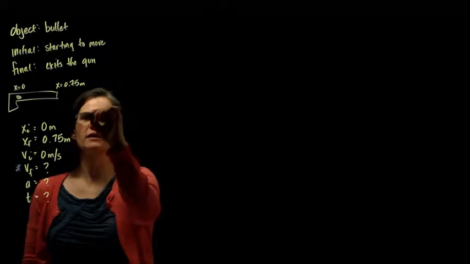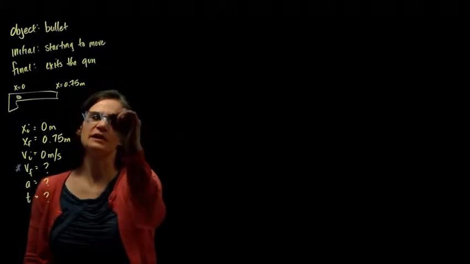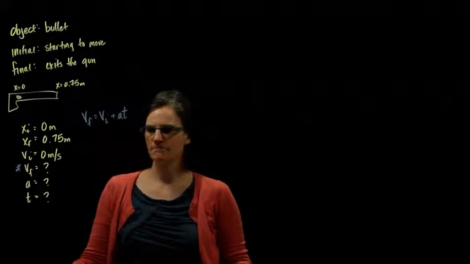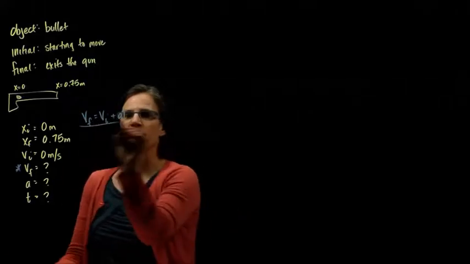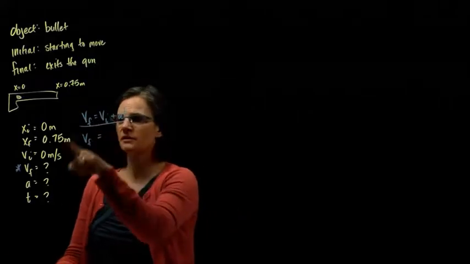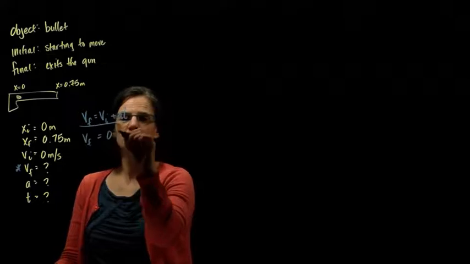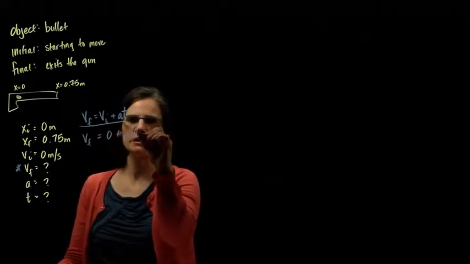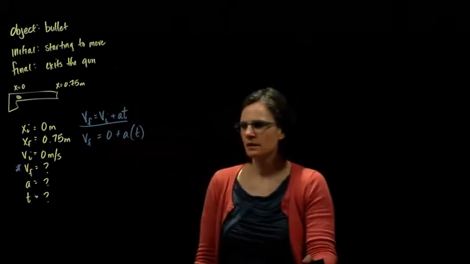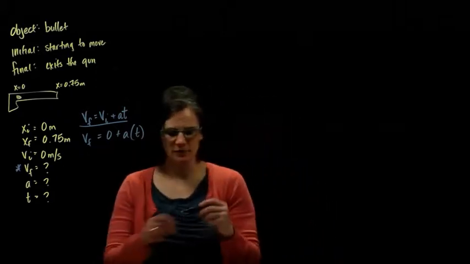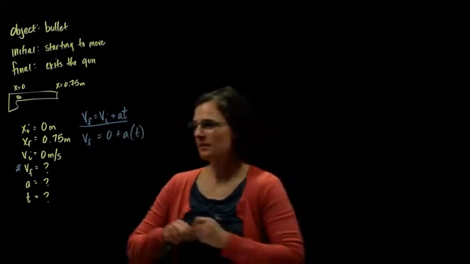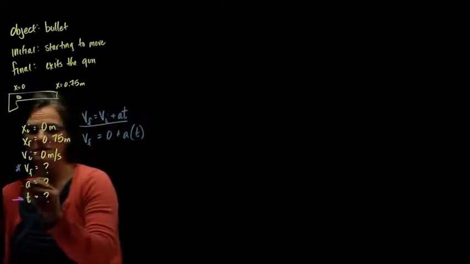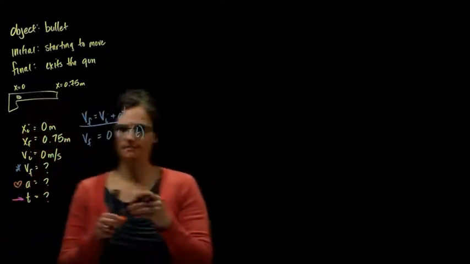Well, we know that v final is equal to v initial plus acceleration times time. V final is our variable of interest. V final equals v initial. Well, v initial is 0, plus acceleration, don't know that, times the time. Darn it, I don't know the time either. Well, then time and acceleration become variables of interest. Maybe I can get those from the position relationship.